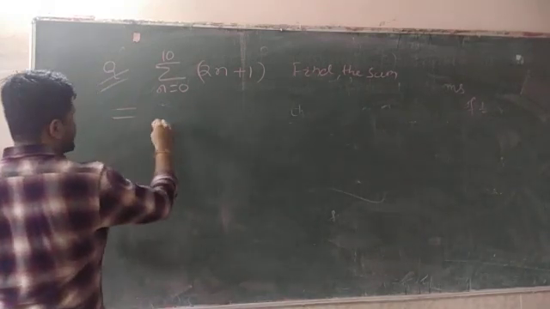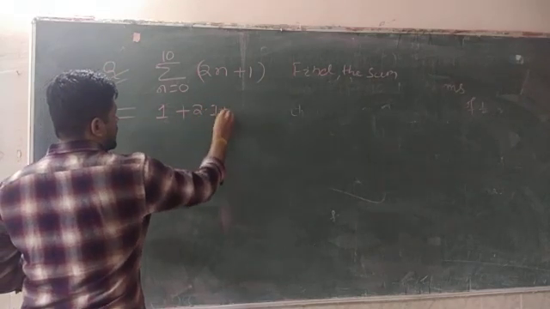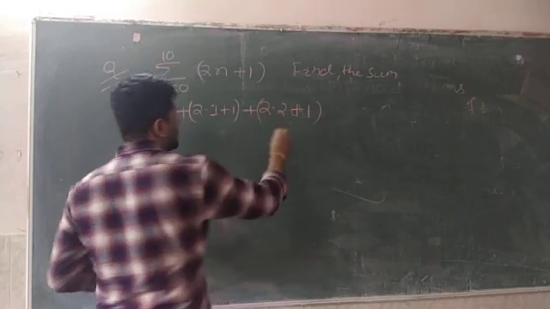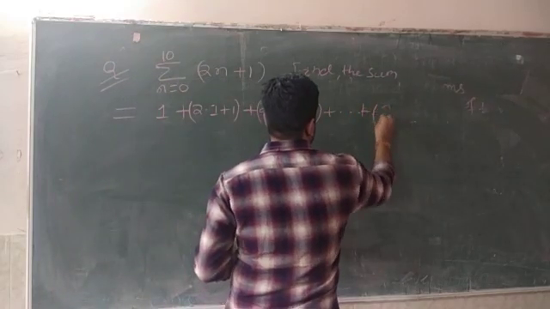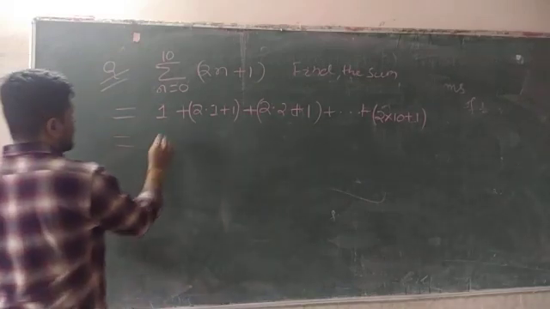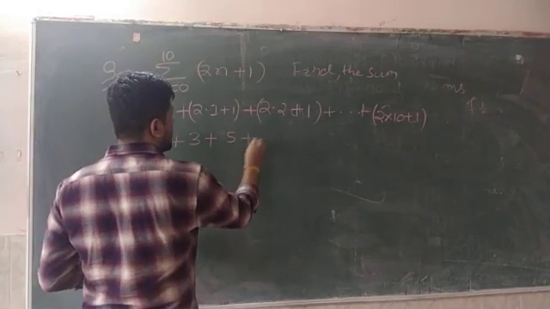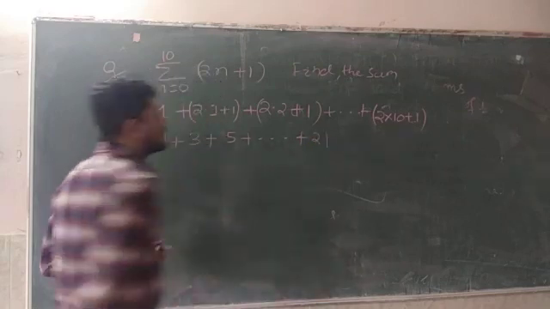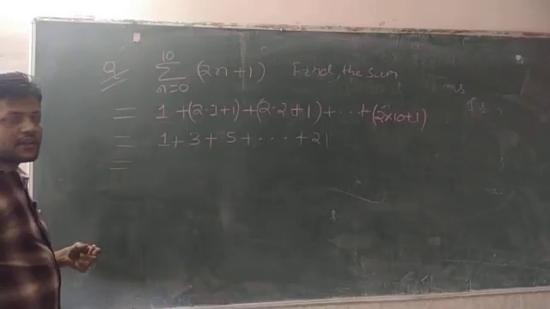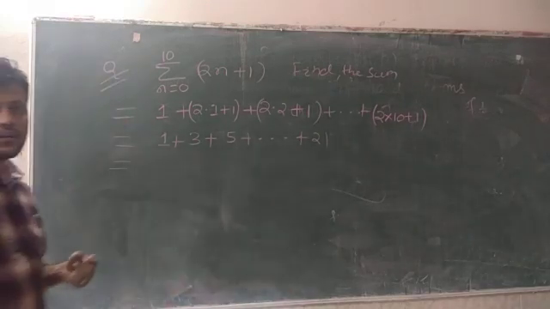First I put n equal to 0, then I have 1. Then n equal to 1, so 2 into 1 plus 1, plus 2 into 2 plus 1, and like that up to 2 into 10 plus 1, which is 21. So we have 1 plus 3 plus 5 plus 7, like that up to 21. This is in AP and we have a total of 11 terms.